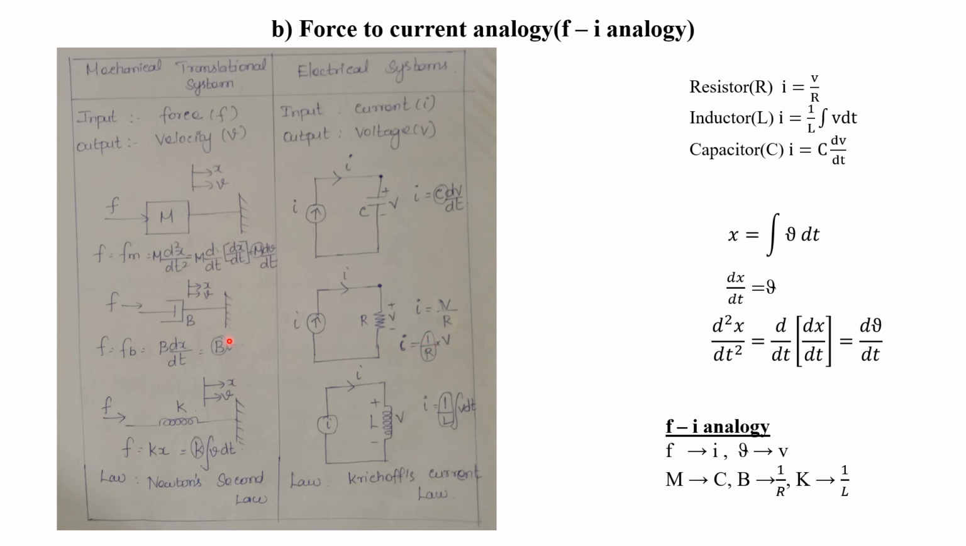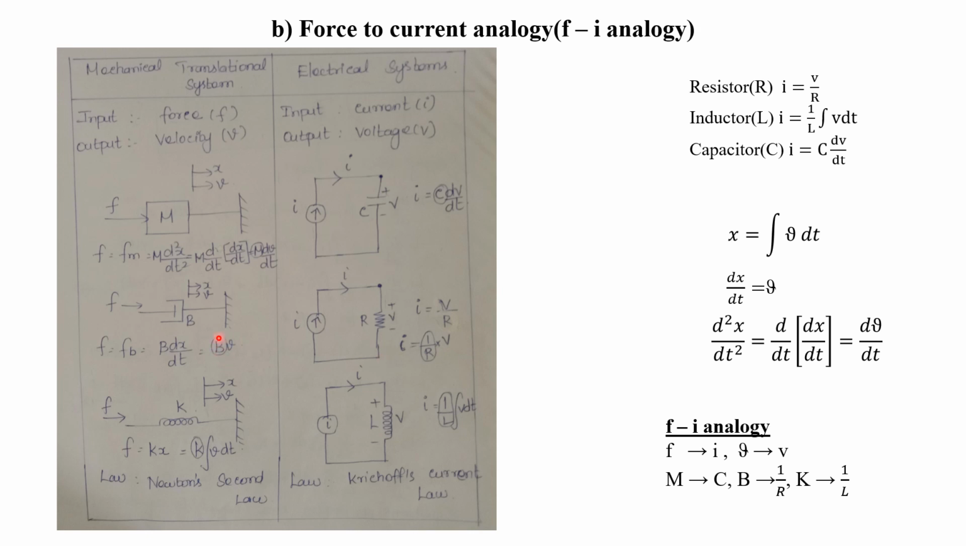Now compare these two equations. Here we have the input force equal to B into the output velocity V. Here the input current I is equal to 1 by R into the output voltage V. So we can equate B to 1 by R. That is, the element B is equated to the resistor R.